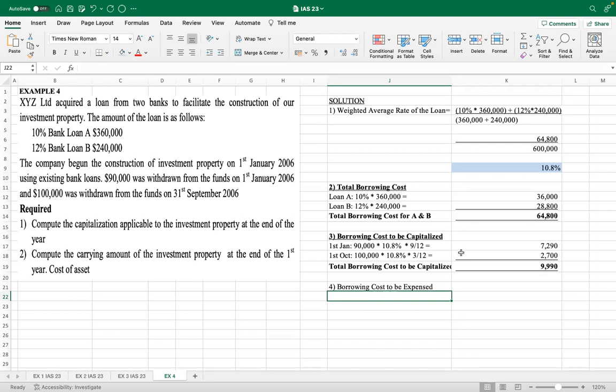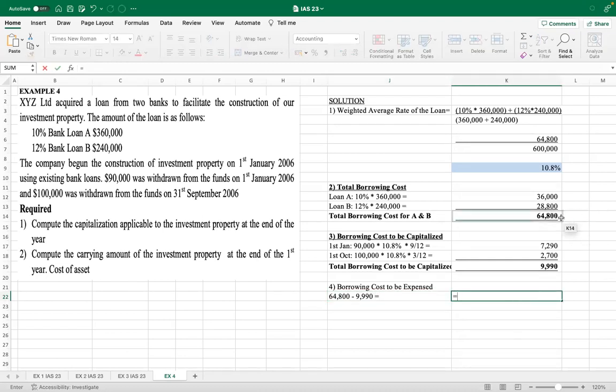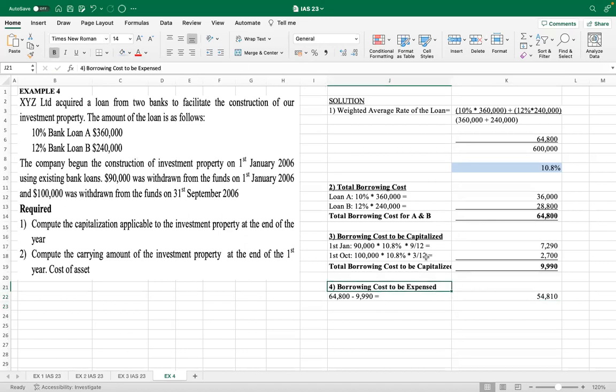will be the total borrowing costs. Look at this. It will be the total borrowing costs. Let me bring it down here. Total borrowing costs is 64,800 minus what was capitalized, 9,990. So the total amount to be expensed is the total amount less what was capitalized. So that is the total borrowing cost to be expensed, in case the examiner asks you that.